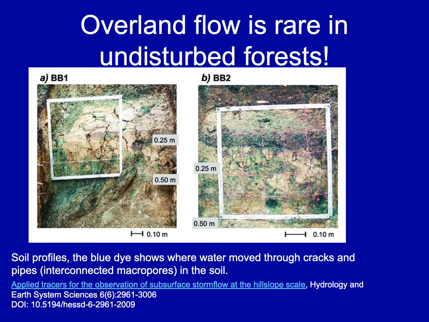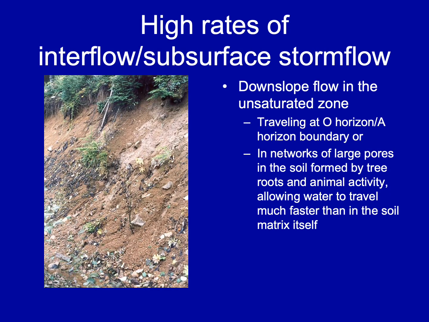As a result, overland flow is rare in undisturbed forest environments. Walking through the woods during a rain event, you will not see water flowing over the soil, except maybe along your compacted path. These pictures show the results of a field experiment in which the researchers used dye tracers to see the path of water through the soil cross-section. The water was traveling rapidly downslope through cracks and macropores in the soil. This means that rather than overland flow, rates of interflow tend to be very high in forest environments.